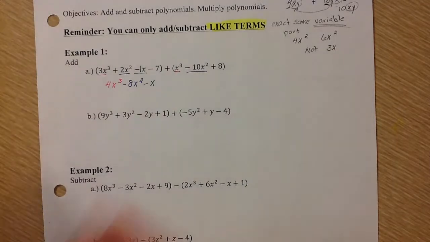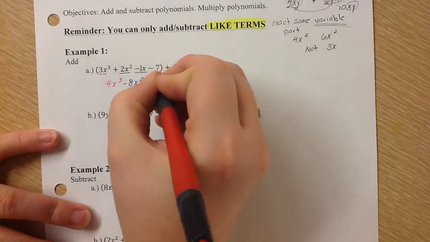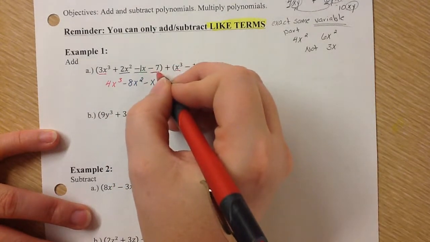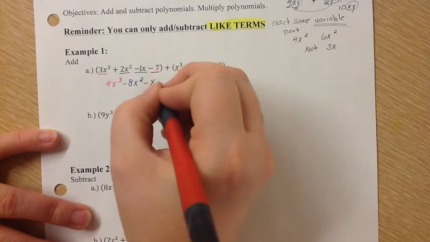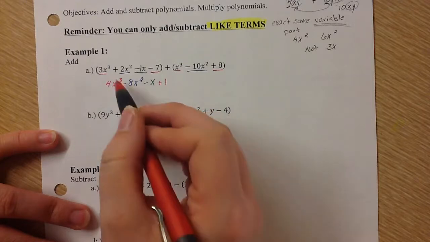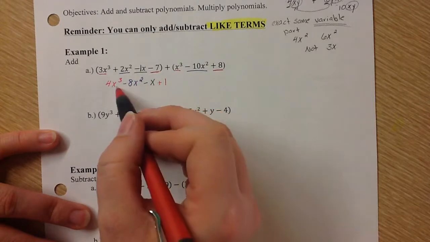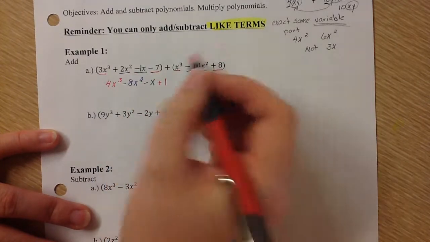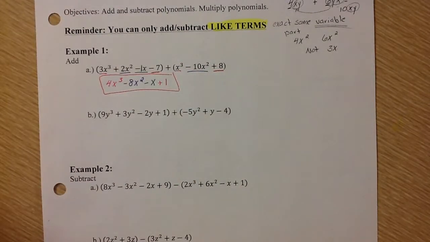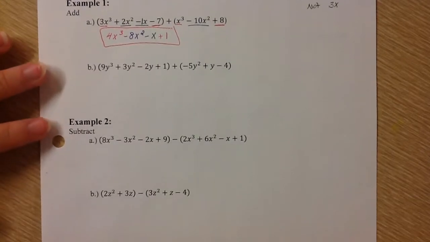And then last, we have a negative 7 and a positive 8. A negative 7 plus a positive 8 gives me a positive 1. Now we want to make sure we're in a good order. We always want to be decreasing in our variable: x to the third, x to the second, 1x, and 1, so that we're done. All right, let's go ahead and do one more.